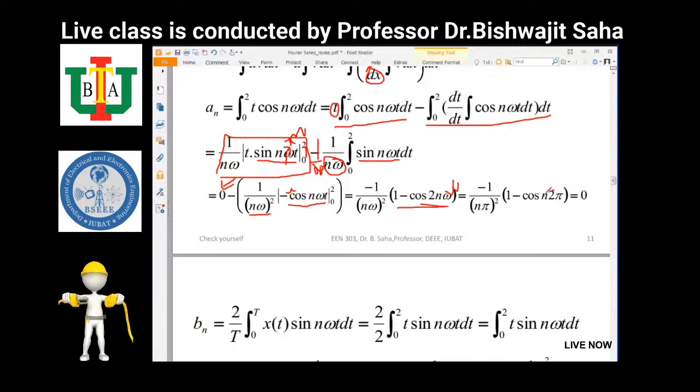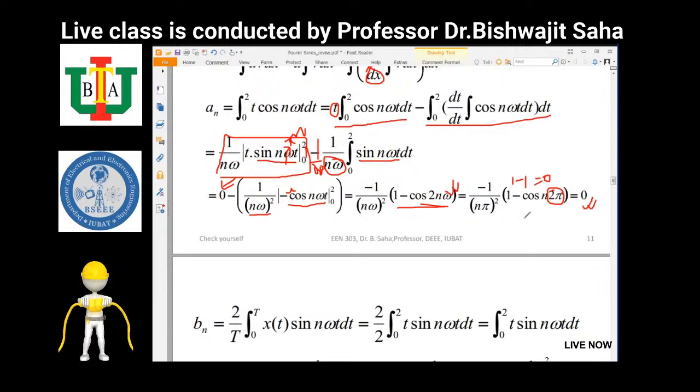Cos n omega, whatever n value you put, 1, 2, 3, 4, is cos twice pi. That means it's always 360, 360 multiplied with something. And cos 360 value is always 1. So 1 minus 1 becomes 0. And that's why an becomes 0.